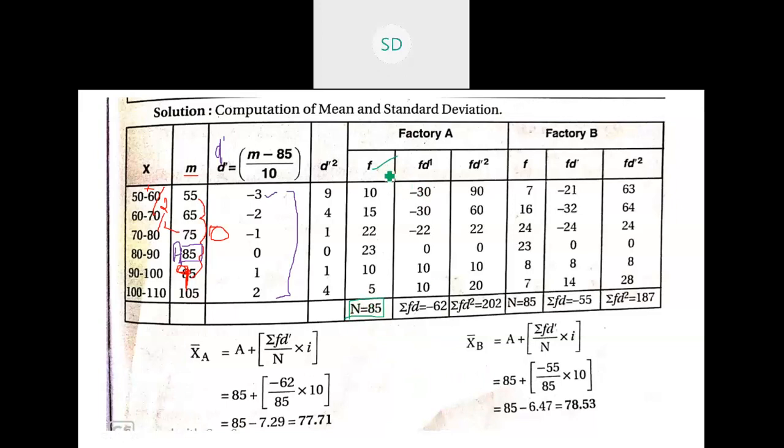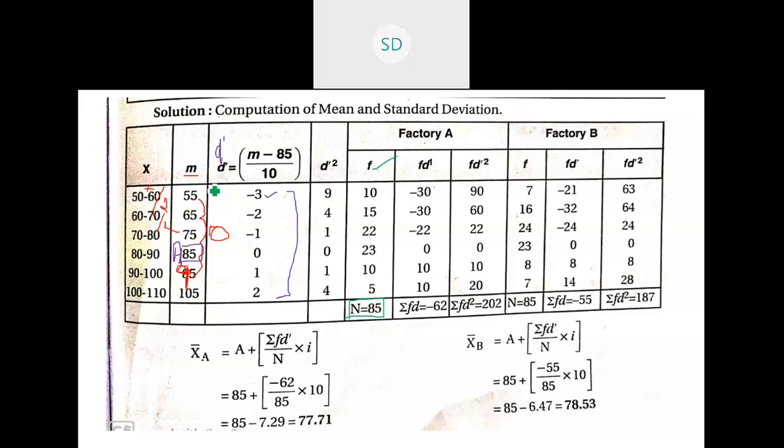Now next, after this, we are supposed to find fd dash. Very similar to the discrete series problem. We find d dash and d dash square here. In the discrete series, we only find d and d square. Since it's a continuous series, we name it d dash so as not to get confused.